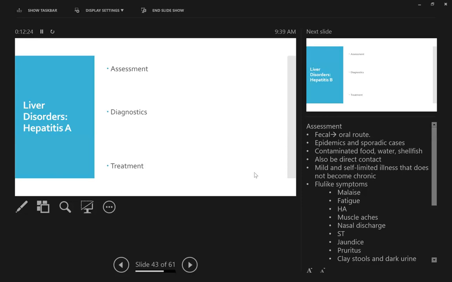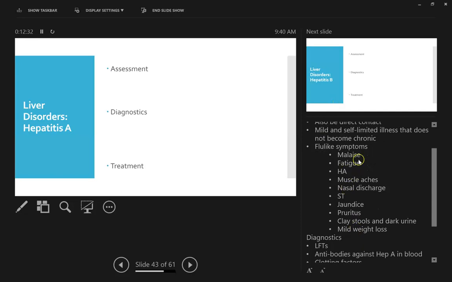It is a mild or self-limiting illness that does not become chronic. The body typically can get over this. It does make a person very sick though. They start off with some flu-like symptoms, malaise, fatigue, headache, muscle aches, nasal discharge, sore throat. And then it progresses to jaundice, the pruritus. That's where they have the itching. There's no rash or anything, but their skin is itchy. And then having the clay stools, dark urine, maybe some jaundice. Already said that, sorry. And then mild weight loss, just because they have that fatigue and malaise, they're not eating. Plus, it's a huge metabolic effort of the body to heal itself.